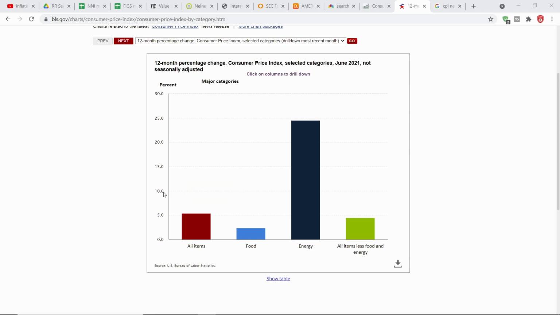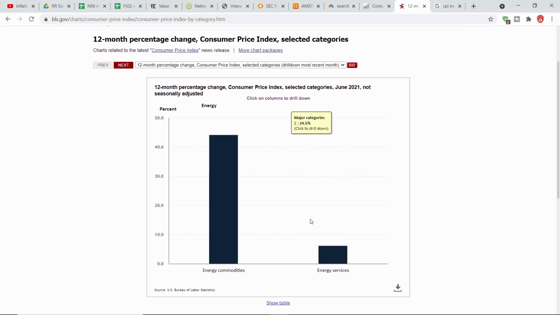Here we have percentage on the left, 5, 10, 15, you get it. And then we have items here and how much they increased. So you can see that energy was up 24% year over year. And food was up 2.4%. Other categories up 4.5%. And then the cool thing about this is we can click on it, and we can get more information.